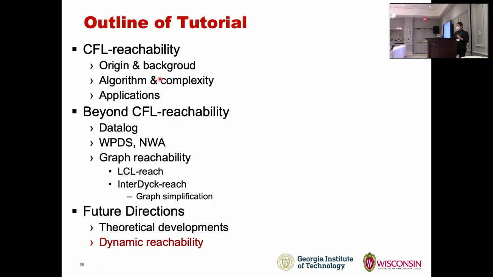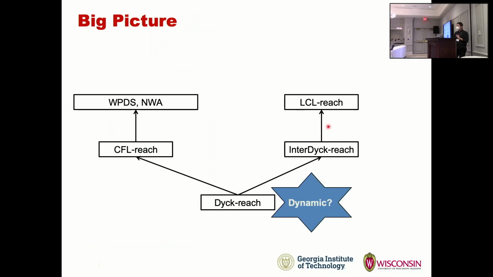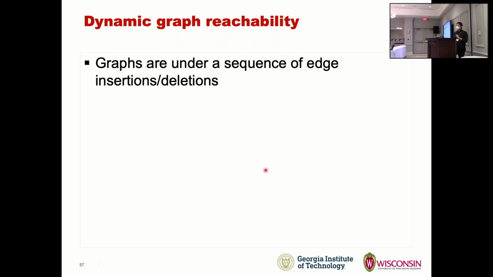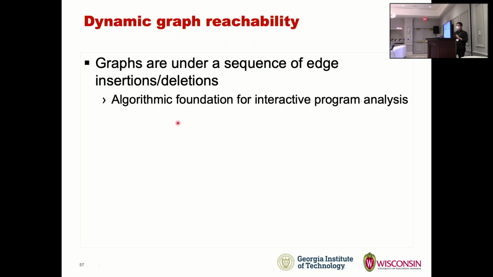The second direction is that, again, if we take a look at this diagram, we can see that previously all of our discussions focused on the static version of this graph, meaning that we assume that we have already read the graph before we do the computation. But in reality, the graph can undergo a sequence of edge insertions and deletions. It is an algorithmic foundation for performing interactive program analysis. It means that your analysis should be able to respond to code changes, right? You can insert code and delete code in your program.